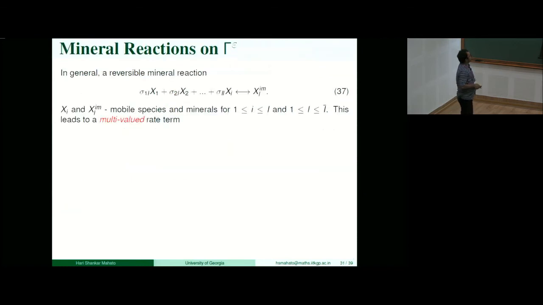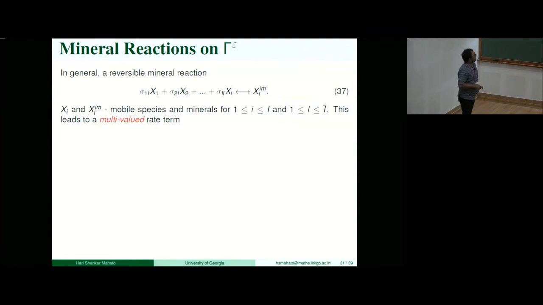So now, how do we model the reaction at the interface? Basically, we are saying that the mobile species, when they are reacting, give one molecule of the immobile species, and when these immobile species are dissolving, they give all these I number of mobile species. So dissolution, precipitation.